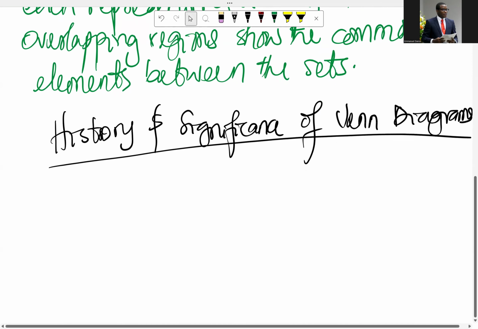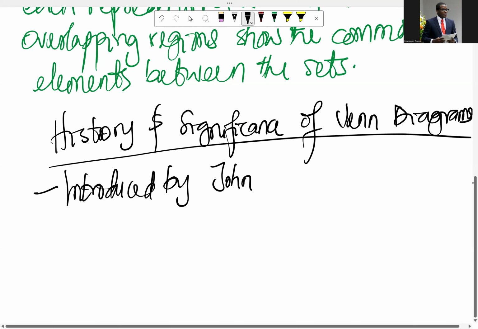Okay. Now, first of all, we need to know that Venn diagrams were introduced by a man called John Venn. So these diagrams are actually named after him. Introduced by John Venn in 1880.